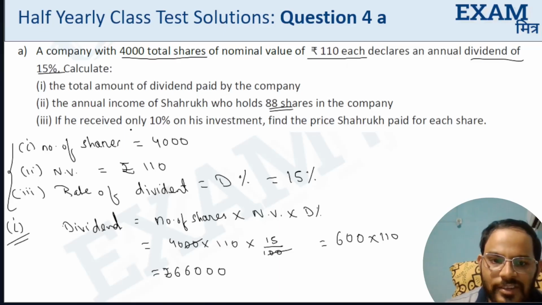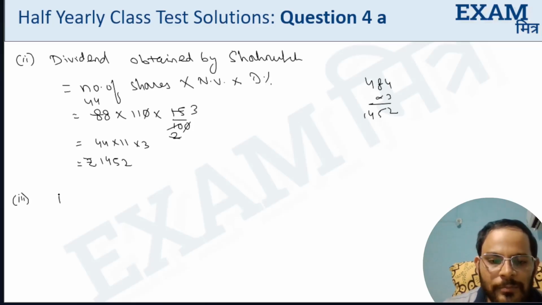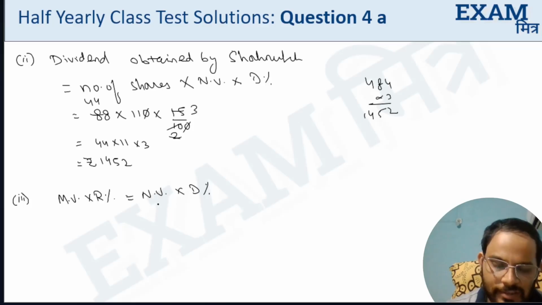Now, if he received only 10% on his investment, what does this statement mean? This means that the rate of return for him is 10%. Find the price Shahrukh paid for each share. So we have a very well-known formula: market value into the rate of return equals nominal value into the rate of dividend. The market value and nominal value are of each share.